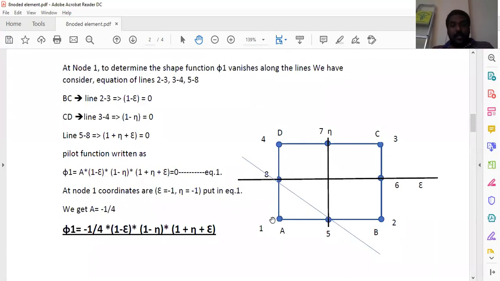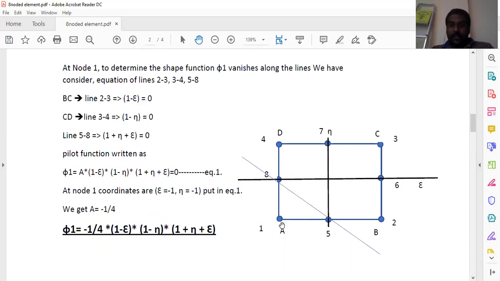At node 1, the coordinates are -1, -1. So that means zeta equal to -1, eta equal to -1. This value we will put in equation 1. We will get a constant answer. The constant value is equal to 1 by 4, that is, a equals -1 by 4. So we put this value again in equation 1, and we get the shape function at node 1.